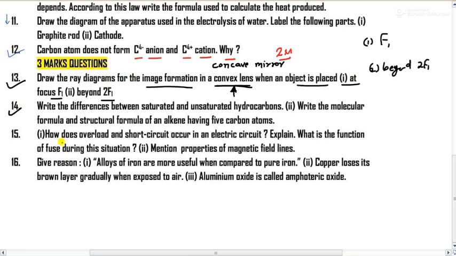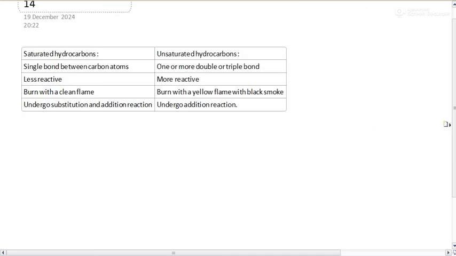Question number 14 is, write the differences between saturated and unsaturated hydrocarbons. This is the first question. Since this is of 3 marks, we have a sub question here: write the molecular formula and structural formula of an alkene having 5 carbon atoms. Let me show you the answer of the first question of 14.